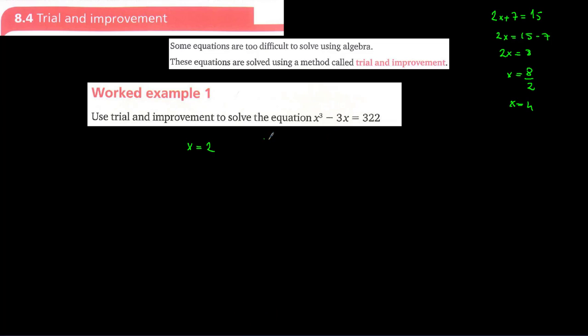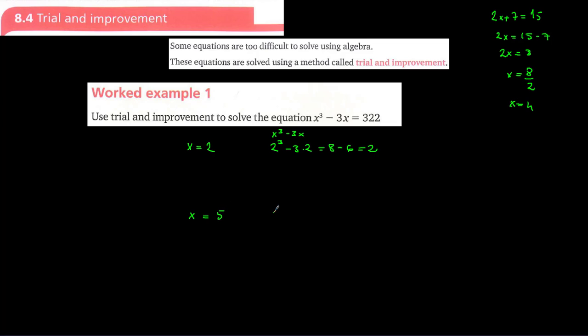Let's see. If the equation is x cubed minus 3x, then you are going to try to use this number. Substitute 2: 2 cubed minus 3 times 2, which is equal to 8 minus 6, which is equal to 2. As you see, this is a very small number that cannot be closer even to 322. So I'm going to try a bigger number, like x is equal to 5.